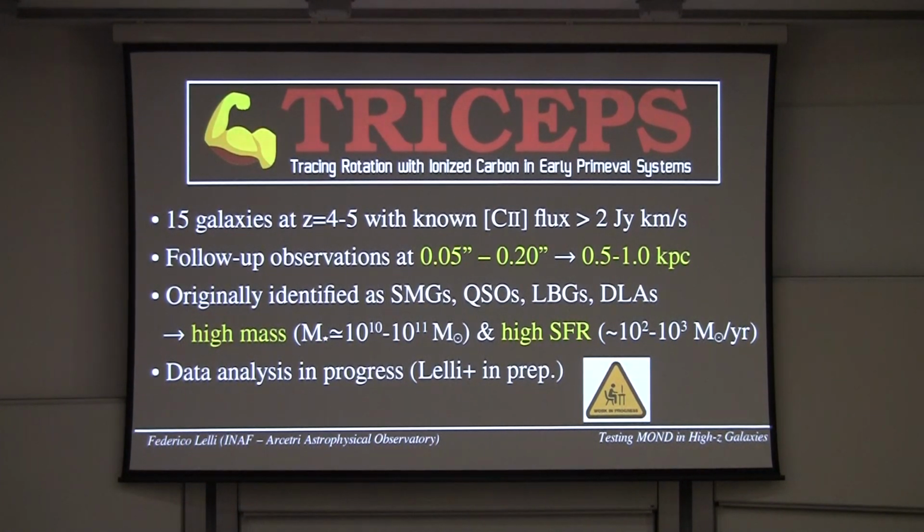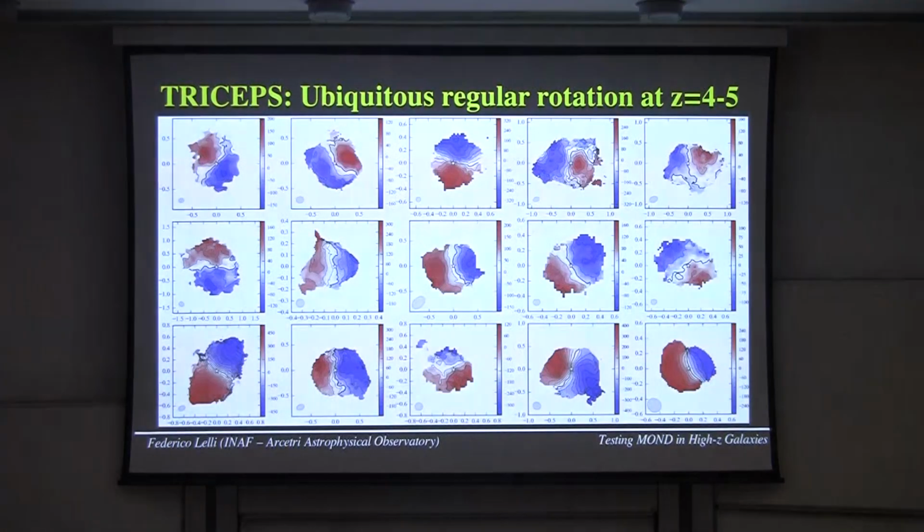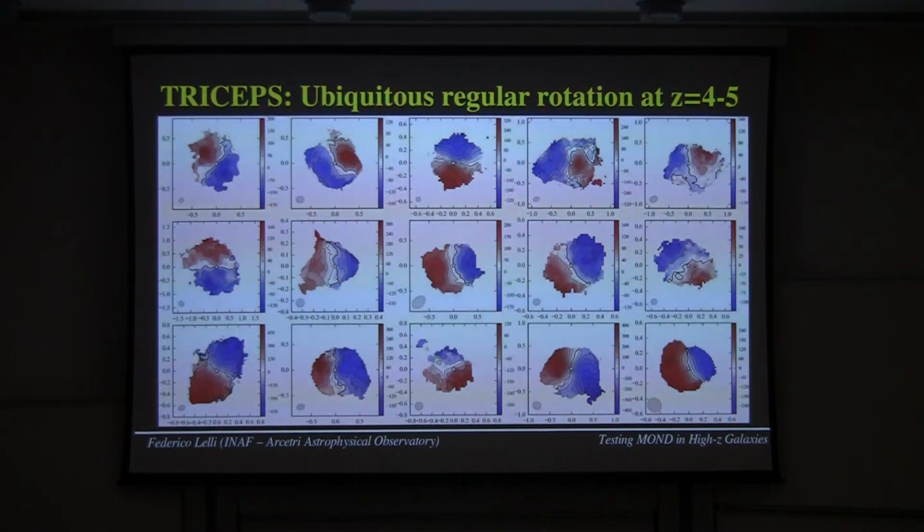And these objects were originally identified in different ways, but essentially we are probing high mass and high star formation rate galaxies in this window. So of course we had to start somewhere, and we start from the monsters that are easier to study. So the data analysis is in progress, so what I'm going to show now will probably change in the future, but I think that the main message is already very clear. And the first message is that there is rotation ubiquitous everywhere in all the systems that we observe.